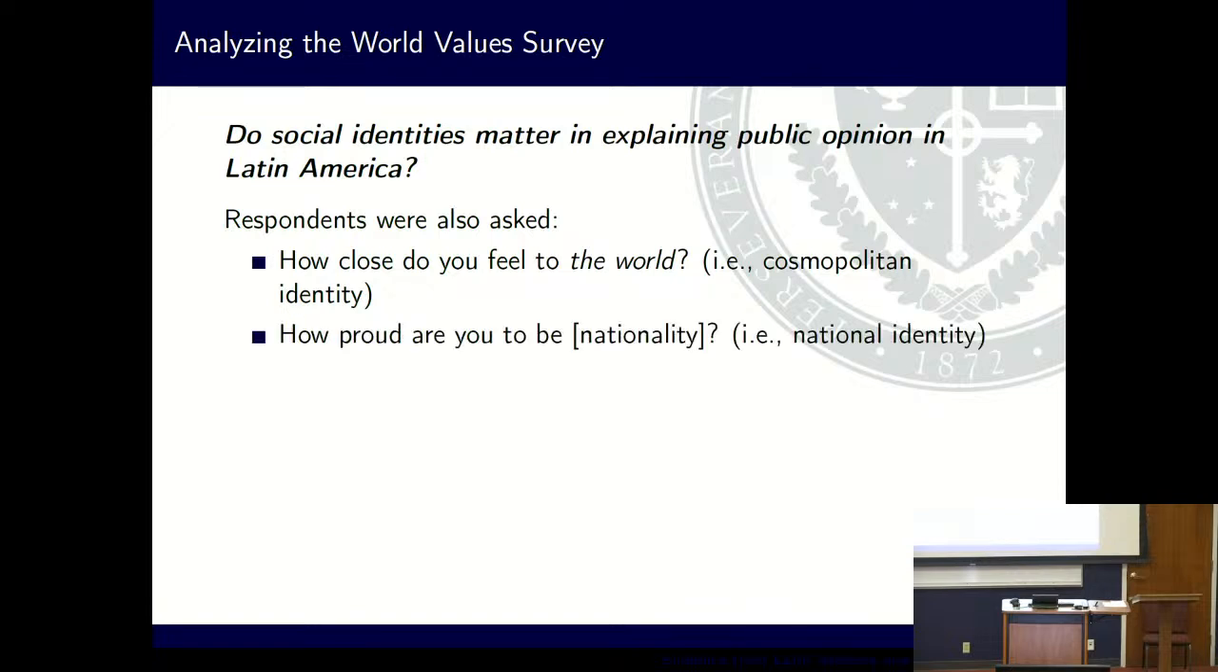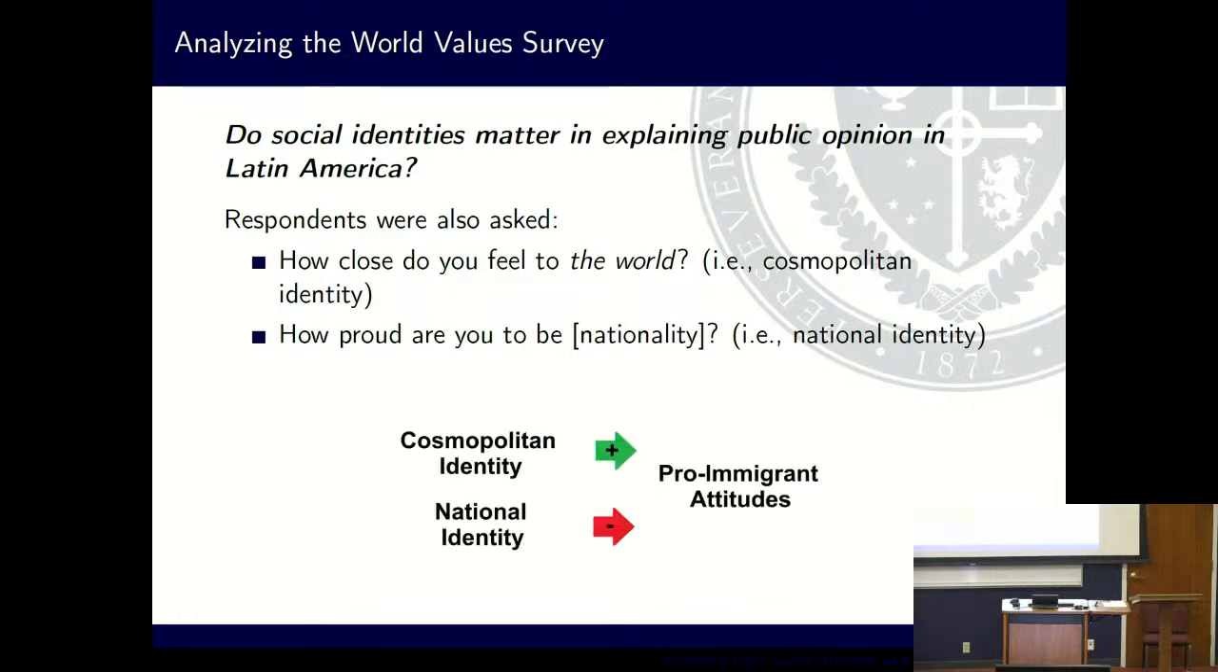Then there was another question dealing with national pride. How proud are you to be Colombian? Prouder to be from Costa Rica, whatever. So this was national identity. So we used both of these questions as proxies for those 2 social identities I've been talking about. This is what we'd expect to find, right? This is what I've been talking about all presentation. These identities, cosmopolitanism will lead to more open attitudes. National identities will lead to more closed attitudes.